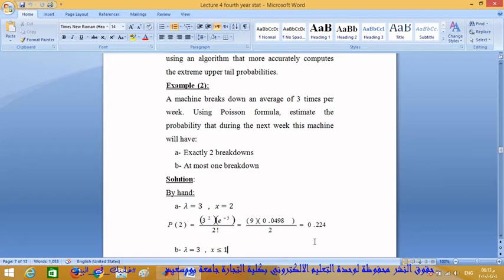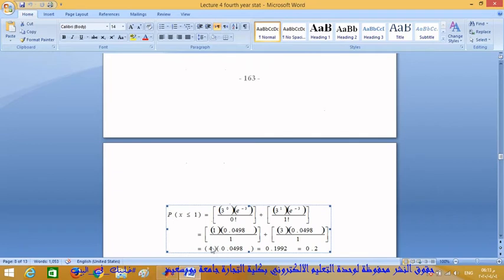Number B, at most 1 breakdown, means that x is equal to or less than 1. So x may be 0 or might be 1. So P of x less than or equal to 1 equals 3, the lambda, to the power 0, e to the power minus 3 divided by 0 factorial. You know that 0 factorial equals 1. Okay, plus 3 power 1 e power minus 3.